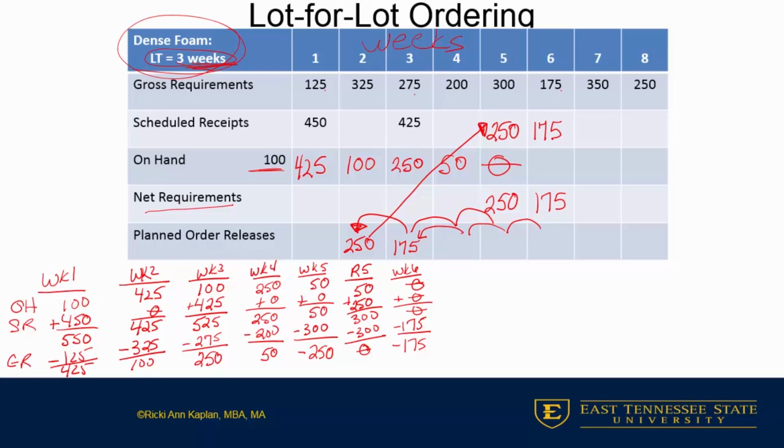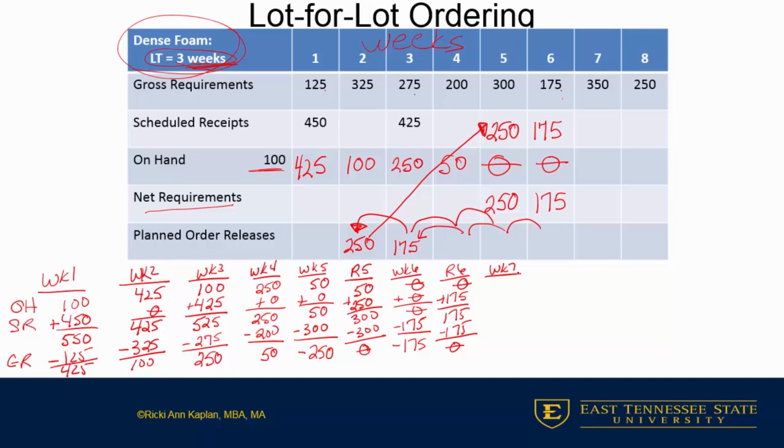Now that I have a planned receipt in week 6, I can redo week 6. I have 0 at the end of week 5. I have a scheduled receipt of 175 units. That gives me 175 units I'm able to use during week 6. How many do I plan on using? My gross requirements again were 175, so I subtract those out. And if I subtract those out, I get the goose egg again for on hand at the end of week 6. Let's move along to week 7.